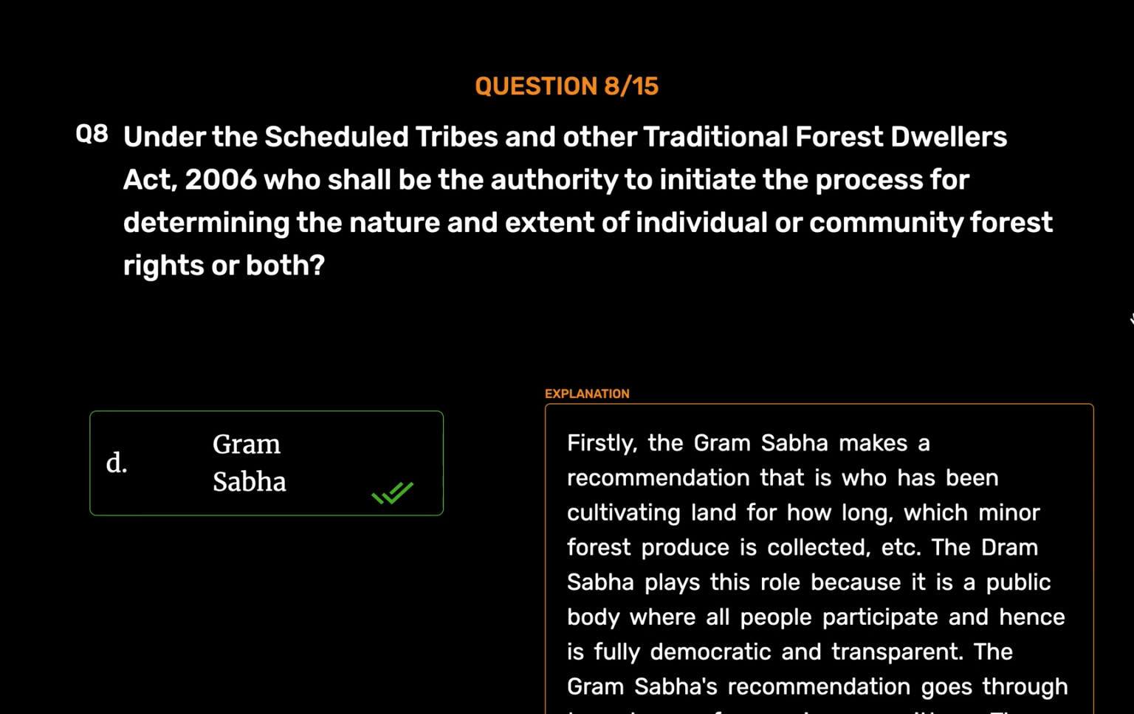Firstly, the Gram Sabha makes a recommendation, that is, who has been cultivating land for how long, which minor forest produce is collected, etc. The Gram Sabha plays this role because it is a public body where all people participate and hence is fully democratic and transparent. The Gram Sabha's recommendation goes through 2 stages of screening committees, the taluka and the district levels.